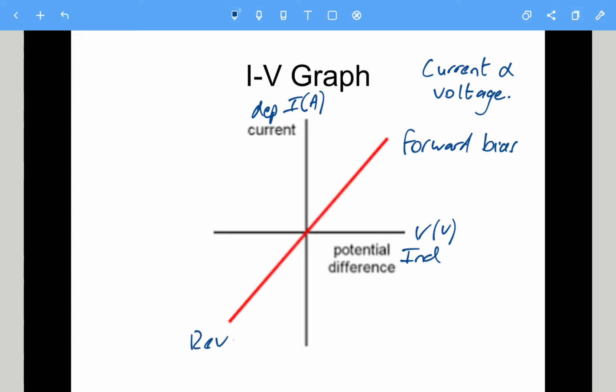Now the way that you get the negative results is you literally grab the cables that go into the power supply and just turn them around. That's reverse bias. And they're the same.